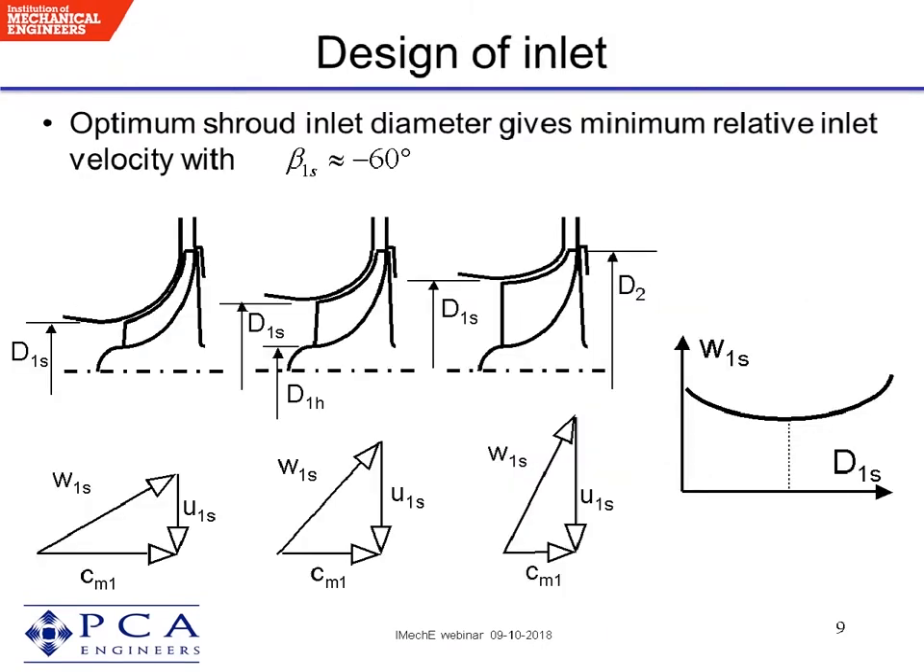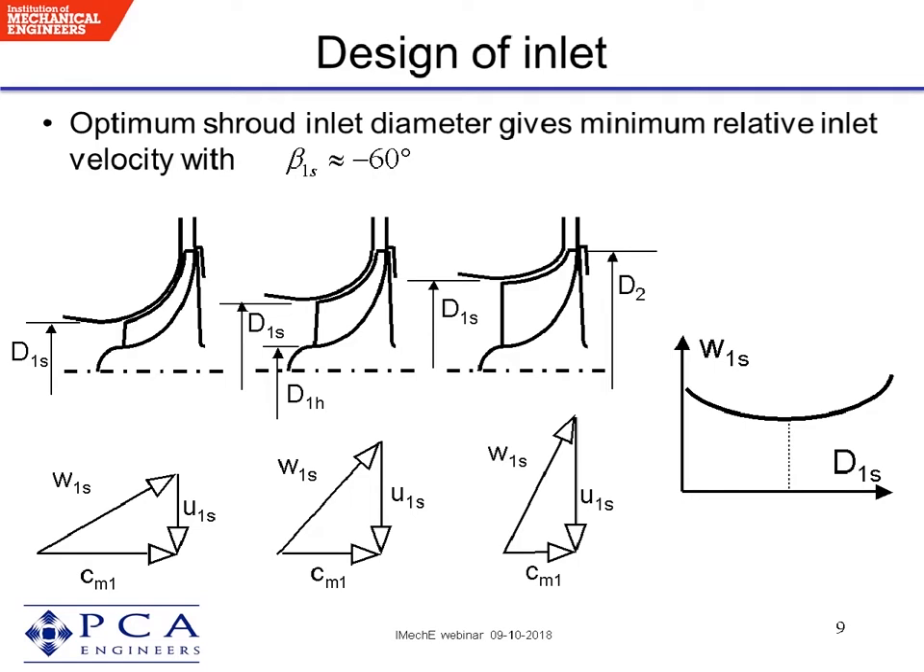So if we know the outlet diameter, the next question is, what's the inlet diameter? And here's a sketch of three impellers, all with the same outlet diameter, but with different inlet diameters. Starting at the left, if I have a small inlet diameter, the axial throughflow coming into the wheel has got to go very fast. And because it's at a low radius, the inlet has a low blade speed. So we get a certain relative velocity.